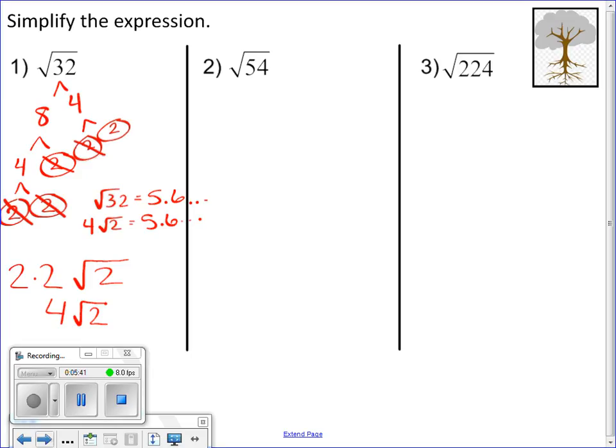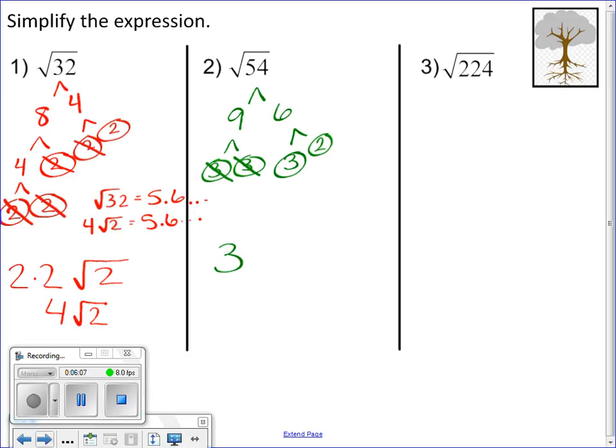Is 54 a perfect square? No. Okay, so what do you multiply to get 54? 9 and 6. Right? 9 will break down, 3 and 3. 6 will break down, 3 and 2. Right, what do you have a pair of? Pair of 3s. I'm going to cross off that pair of 3s and a single 3, right?